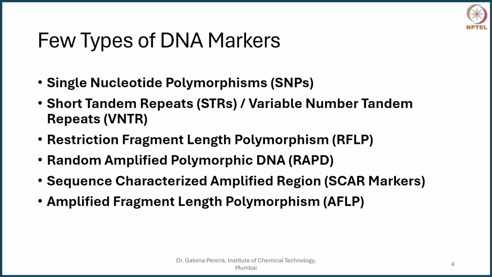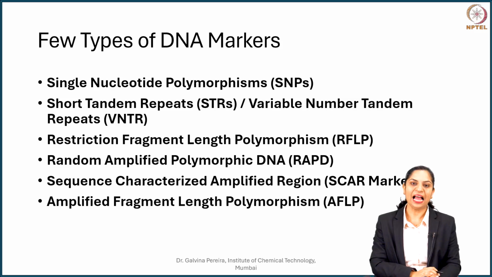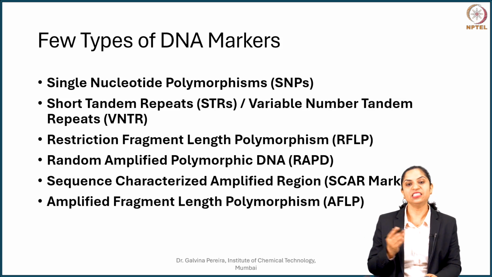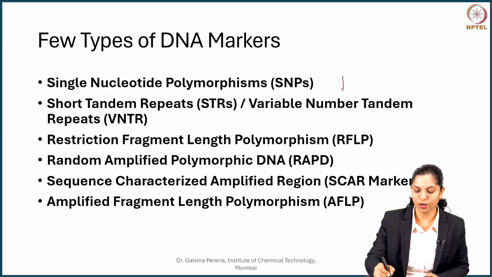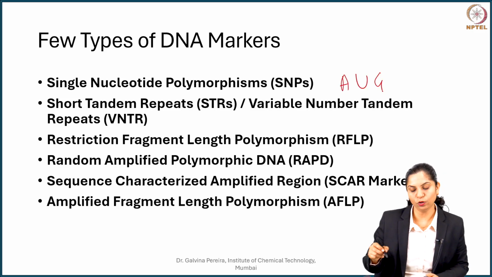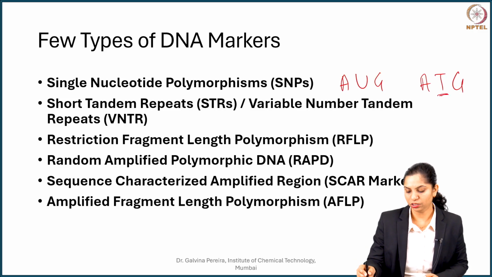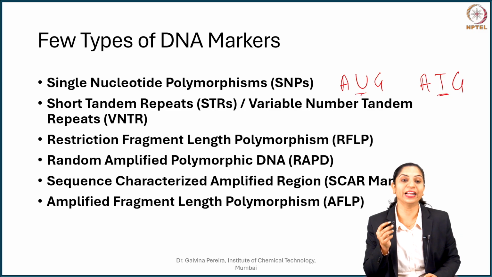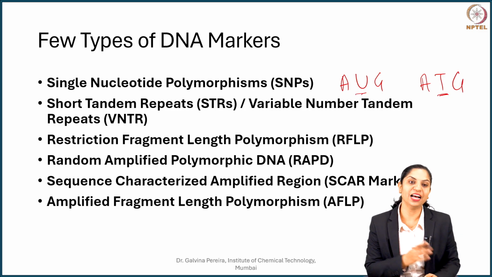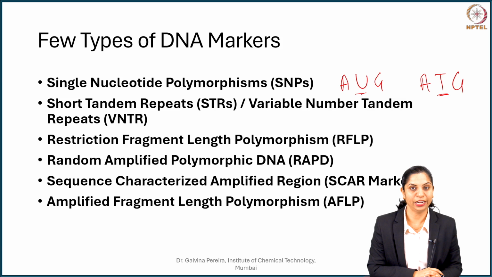So, what are these DNA markers then? Now, DNA markers are unique DNA sequences, as I said, and depending upon what they are, you can have different techniques that are involved. These DNA markers can be single nucleotide polymorphism. What is single nucleotide polymorphism? Instead of ATG in mango, if it is AUG in banana, what is happening? It is just one nucleotide that is changing. So, SNPs are what is called single nucleotide polymorphism.